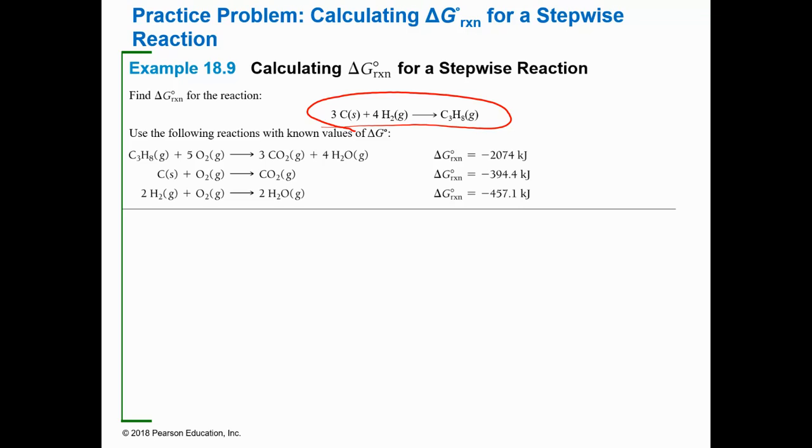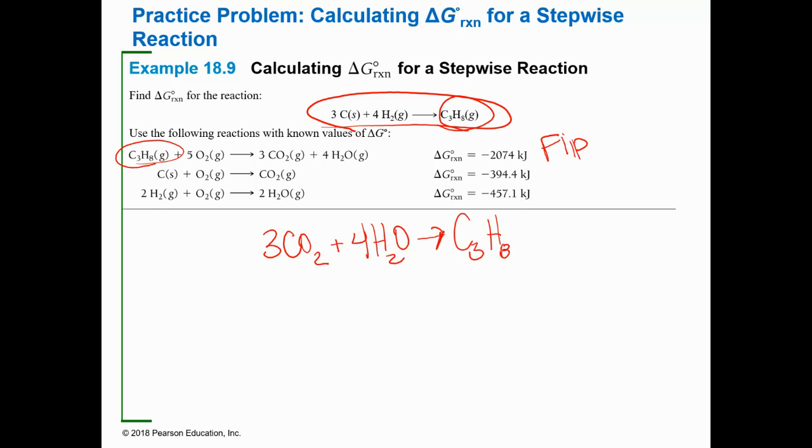All right, I personally like to start with the most unique thing, which I would say is propane. The only time I see propane is in this first reaction. However, it is on the wrong side, which means I need to flip it. So I'm going to rewrite it, and I'm going to flip the whole reaction. 3 CO2 plus 4 waters yields propane plus oxygen. And remember, my sign flipped, so it's now positive, and it was negative.